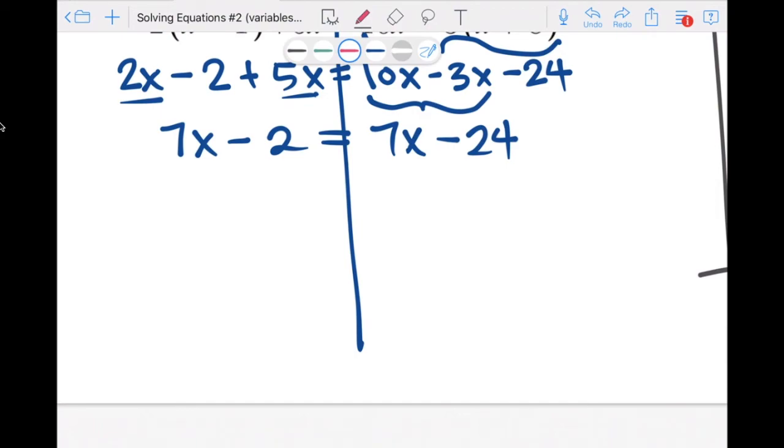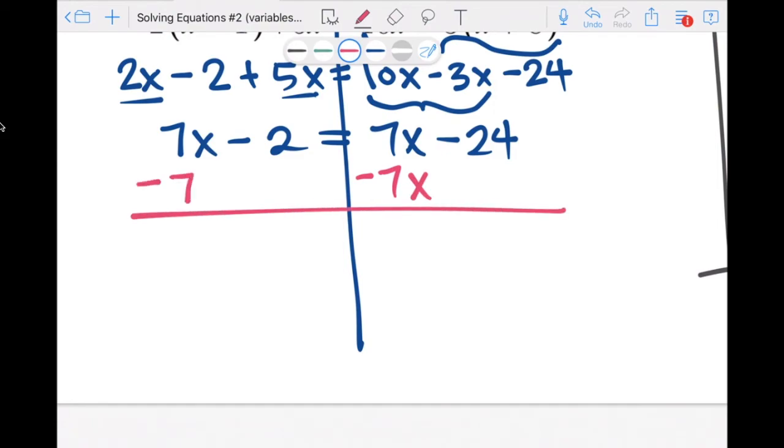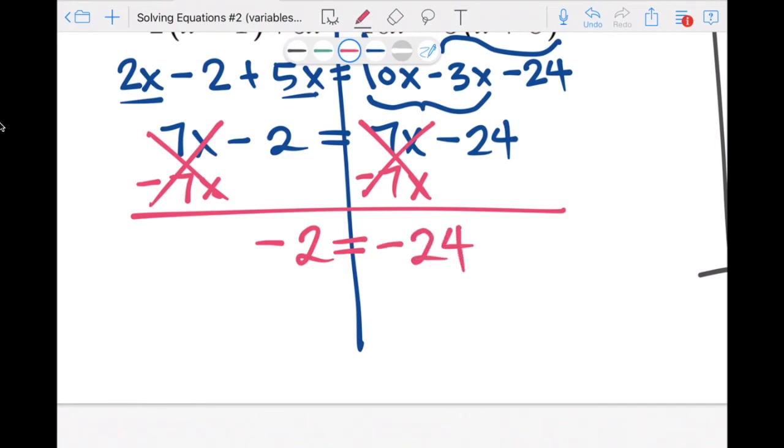So do we have variables on both sides of the equal sign? To that we say yes. So I'm going to subtract 7x. Whatever I do to one side, I do to the other. And notice what happens at this step. Not only did we cancel the x term on the right side, but we also cancel the x term on the left side, and we're left with negative 2 is equal to negative 24.